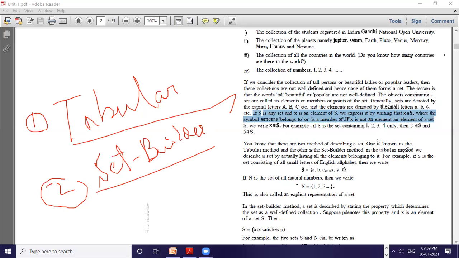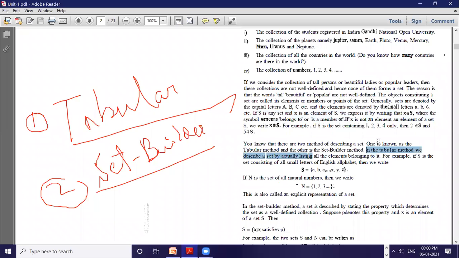In the tabular method we describe a set by actually listing all the elements belonging to it. For example, suppose S is the set consisting of all small letters of the English alphabet, then we'll write S is equal to, कैसे लिखेंगे हम? {a, b, c, ..., x, y, z}.